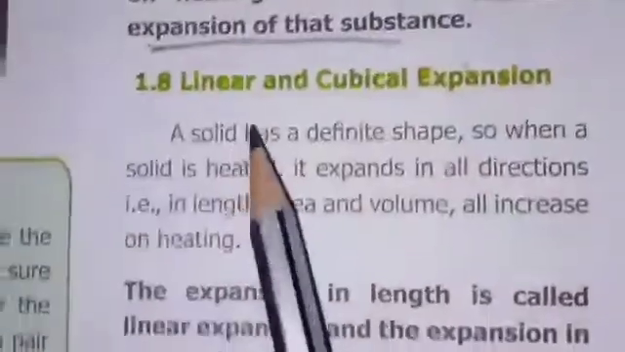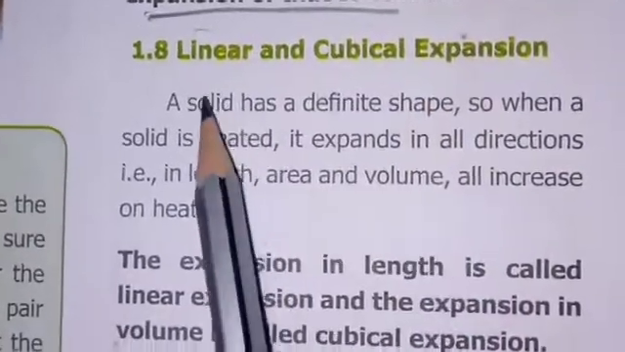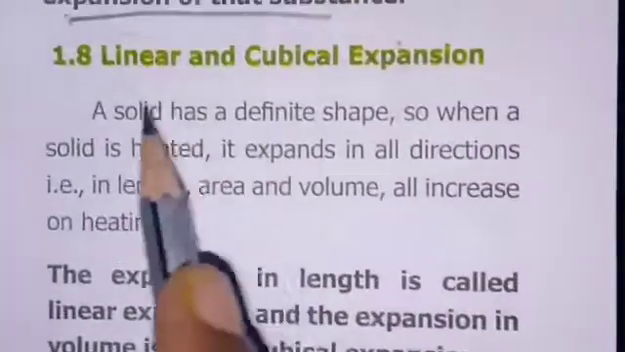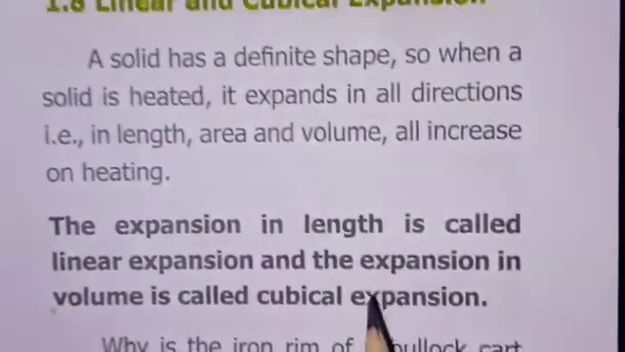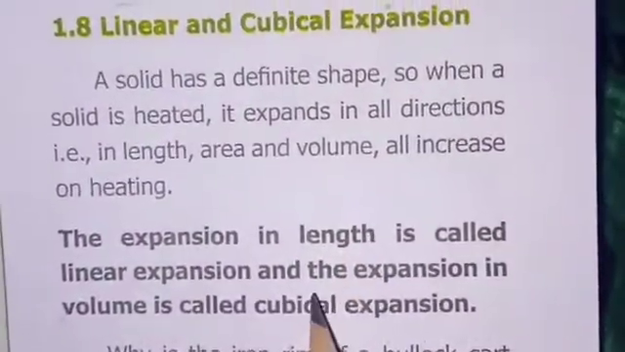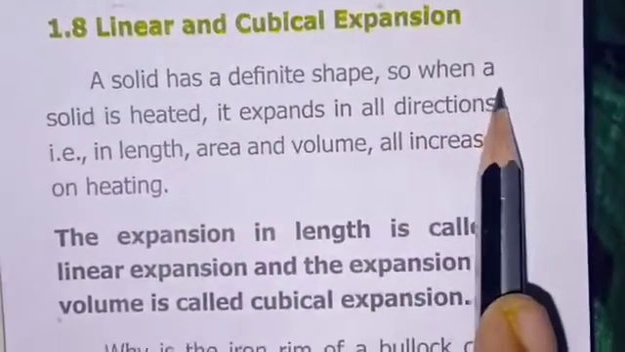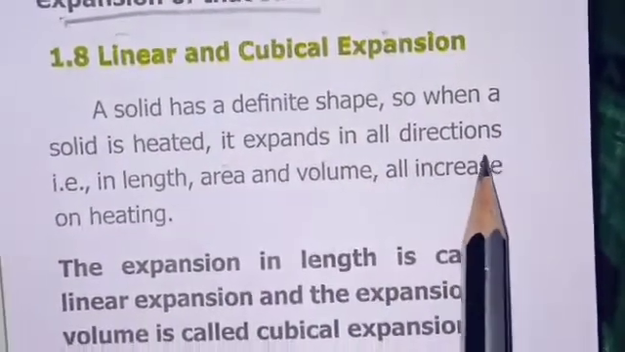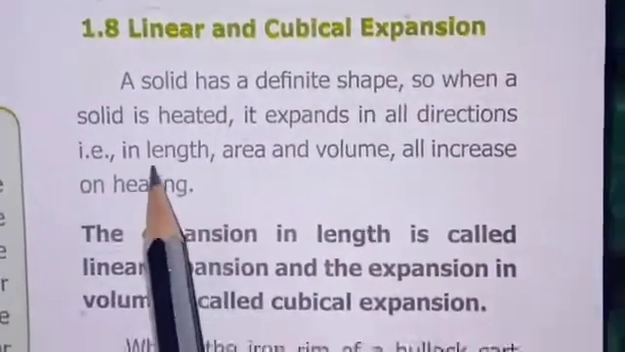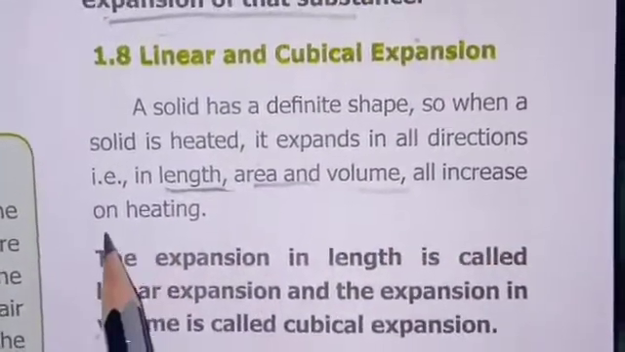The next topic we are going to learn is linear and cubical expansion. Linear means straight, length. Cubical means volume. You are going to learn how an object undergoes expansion in both manners. A solid has a definite shape, so when a solid is heated, it expands in all directions, that is length, area and volume. All increase on heating.